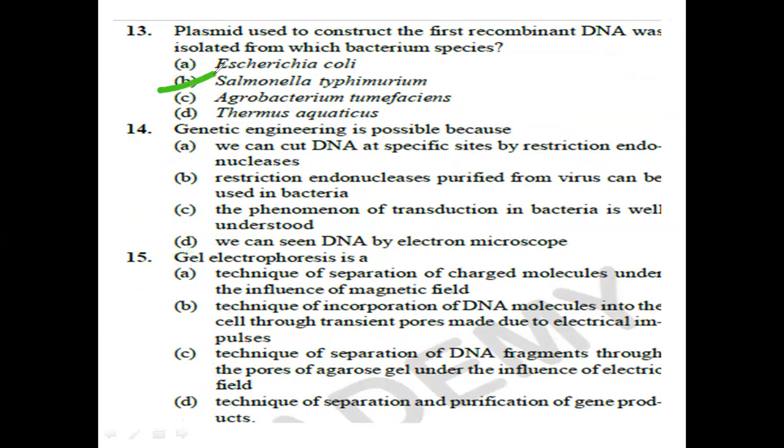Genetic engineering is possible because we can cut DNA at specific sites by restriction endonuclease. Restriction endonucleases purified from virus can be used in bacteria. The phenomenon of transduction in bacteria is well understood. We can see DNA by electron microscope. Genetic engineering is possible because we can cut the DNA at specific sites by restriction endonuclease.